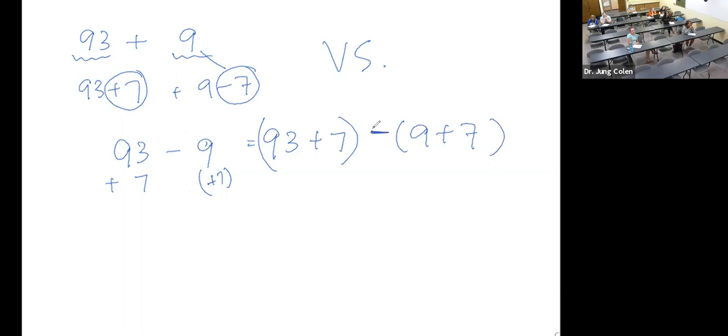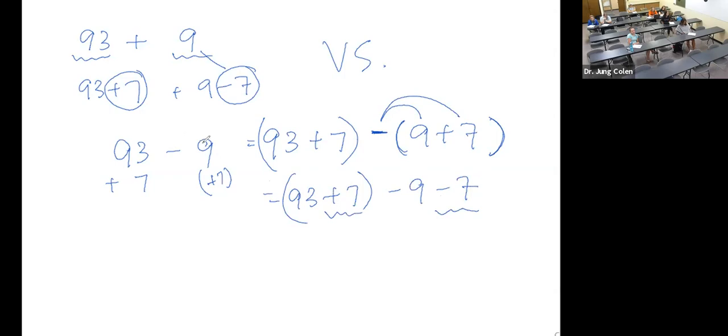Because look at this. Minus is in front of the parentheses. What we can do is distribute the -1 to each of them. And what's happening here is 93 plus 7 minus 9 minus 7. So you can see that it's actually plus 7 minus 7. So we can cancel that out. It's not different from 93 minus 9. You see that? Yeah, because we are subtracting 9. Even if we are adding 7 to 9, we are actually subtracting 16. Does it make sense? That's why it works. It's exactly the same meaning.